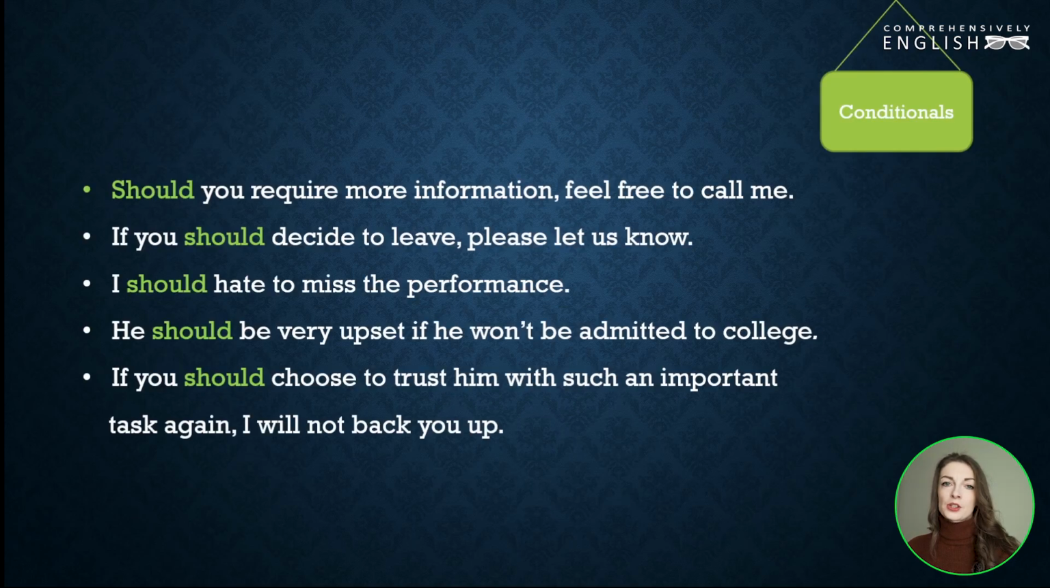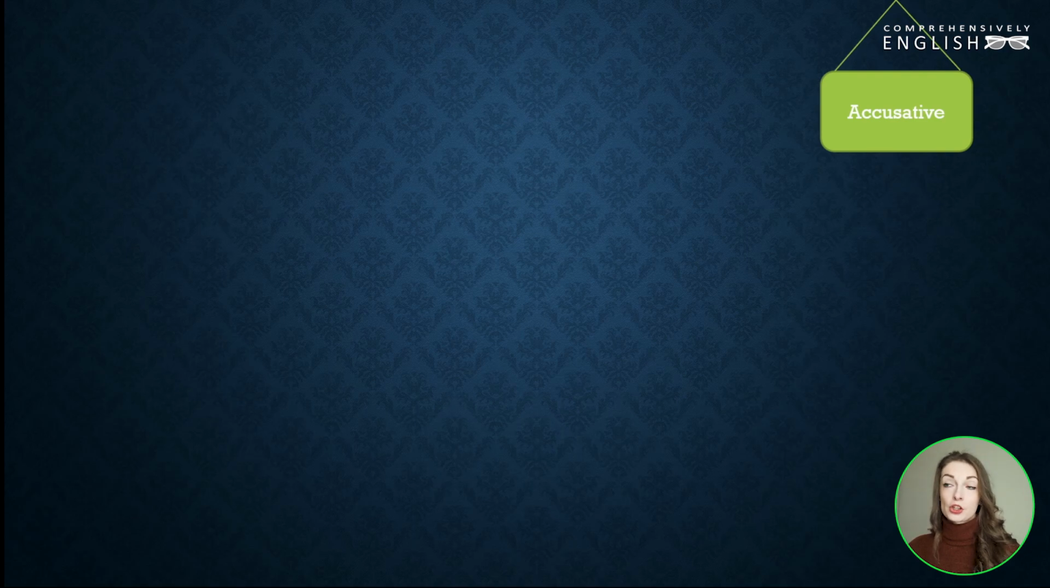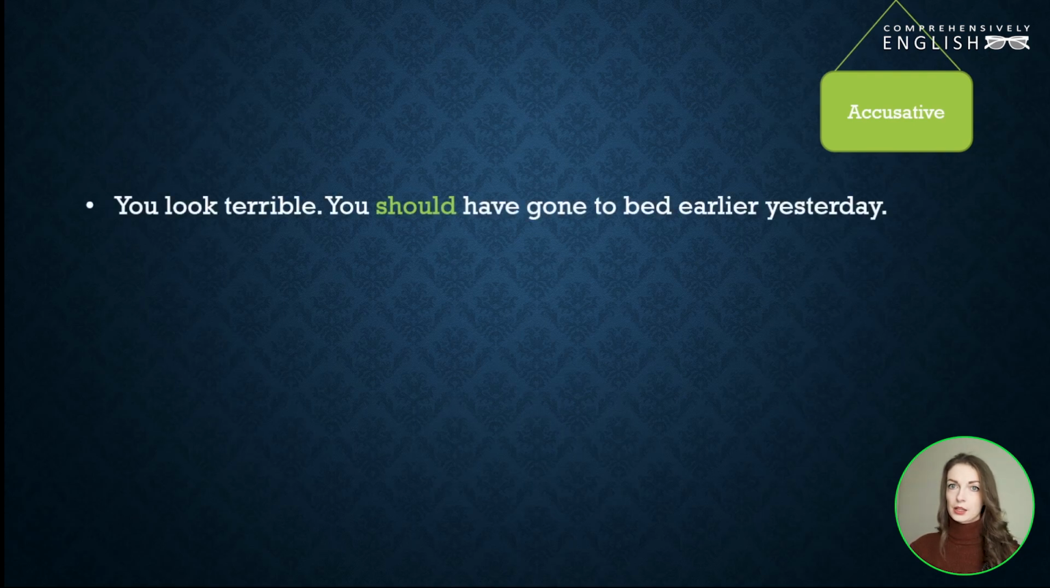In such sentences, you can replace should with would. Should is more formal than would. With would, your sentence will sound less formal. Should, as I have already mentioned, can be used to accuse somebody of something, to express a reproach. We use it with the perfect infinitive to say that somebody did something wrong or didn't do something we expected from them. Let's see.